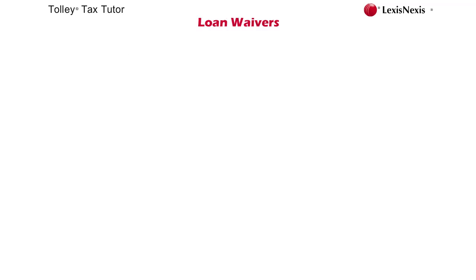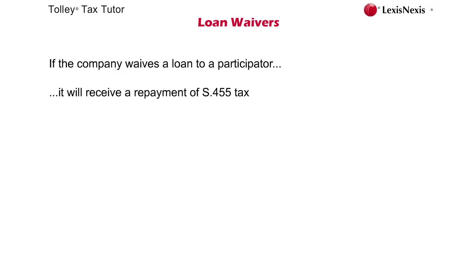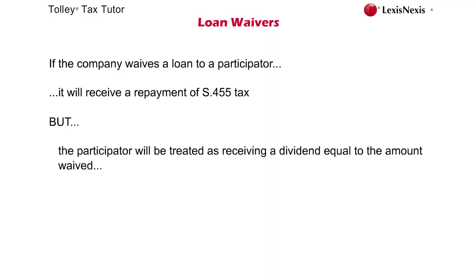Let us look in more detail at loan write-offs and releases. If a company writes off or releases a loan to a participator, as we saw earlier, the company will receive a repayment of the Section 455 tax. The participator will be treated as receiving a dividend equal to the amount of the loan written off or released. The date of receipt of the dividend will be taken as the date of the loan write-off or release. An individual will pay any tax due on this dividend via self-assessment.